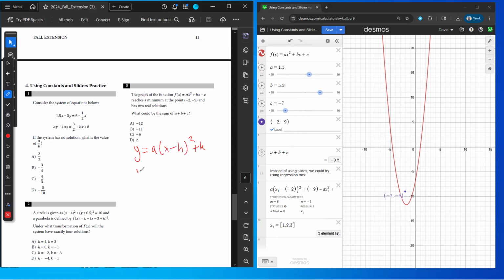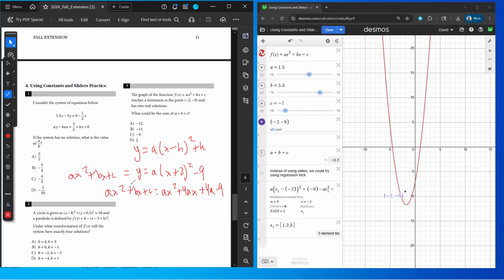And so we could then do y equals a(x plus 2) squared and then minus 9. And then we want to set that equal to ax squared plus bx plus c. So then we multiply them out. So we get ax squared plus bx plus c is equal to ax squared plus 4ax plus 4a minus 9.